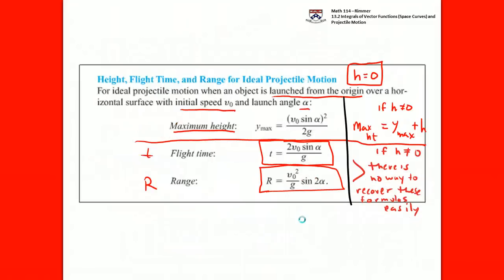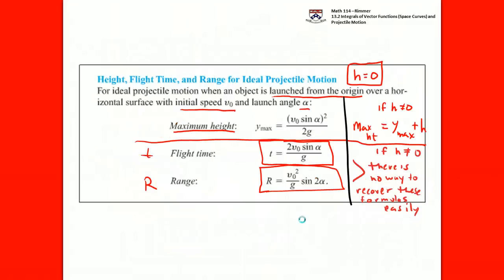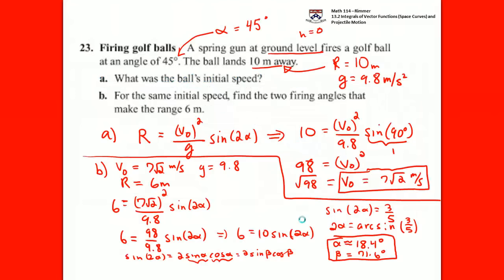So we just use the physics formulas. You want to know max y? I plug into that formula, which I have on my cheat sheet. You want me to find the initial speed? I can figure that out because I know the range of the ball. This is from our textbook, question number 23. If I know the range of the ball, I know the angle, alpha, and I'm launching from the ground, then that's enough for me to backtrack and figure out the initial speed of the ball.